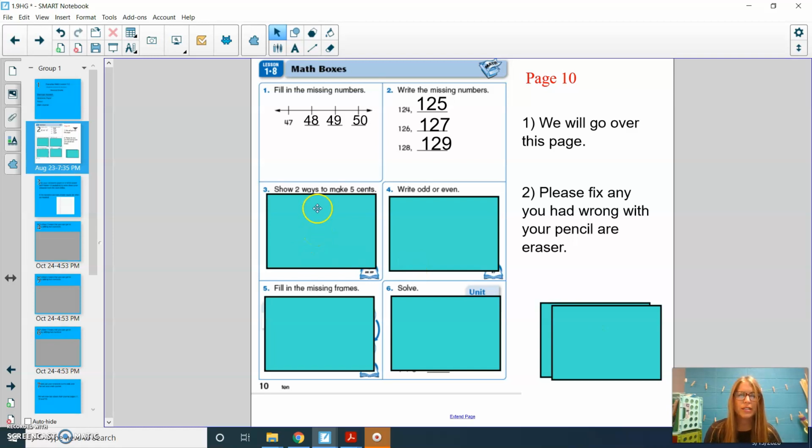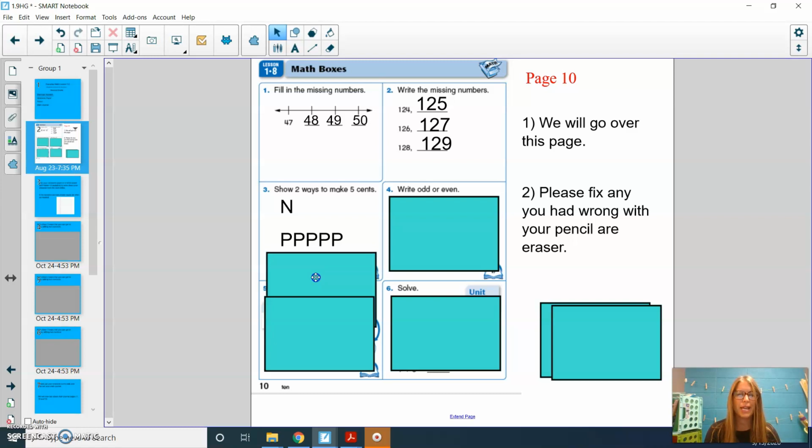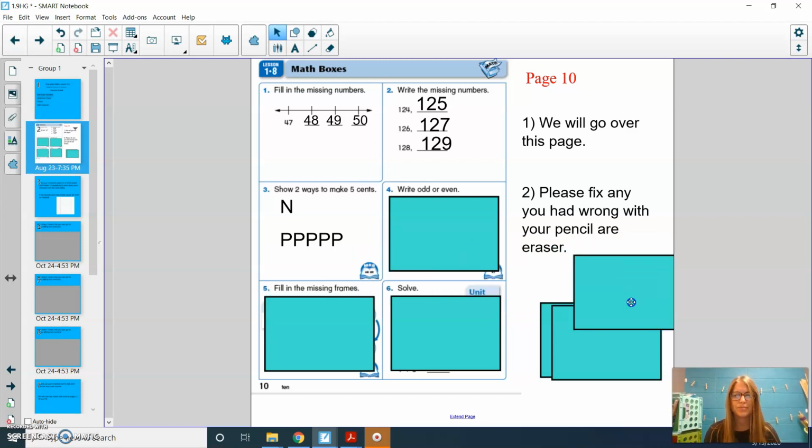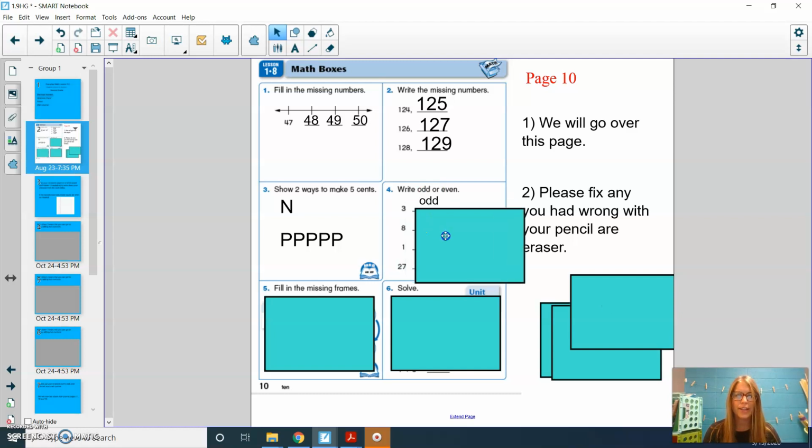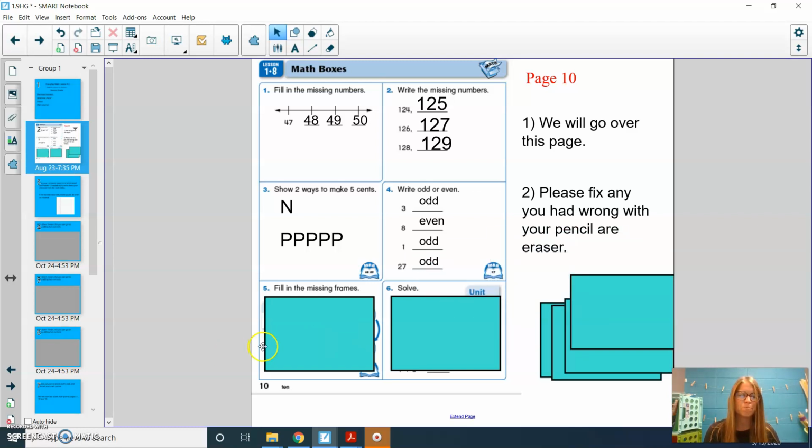For number 3, show 2 ways to make 5 cents. So you could show that either with 1 nickel or with 5 pennies. For question number 4, write odd or even. So I know that 3 is an odd number. 8 is an even number. 1 is odd and 27 is also an odd number.